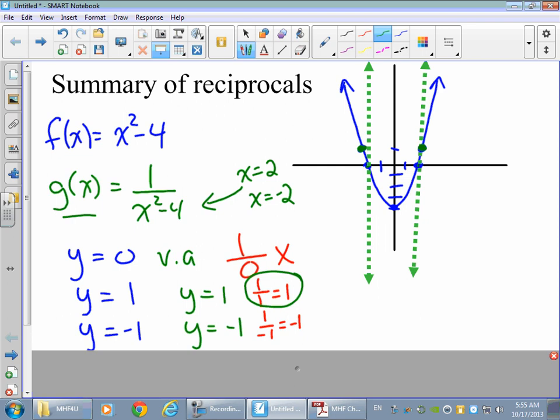Same thing with the reciprocal when y is negative 1. So somewhere right around here. I've got a couple of negative ones. Sorry, I keep slamming that. Switching pens. And so I'm going to have those same 2 points again on my new graph.